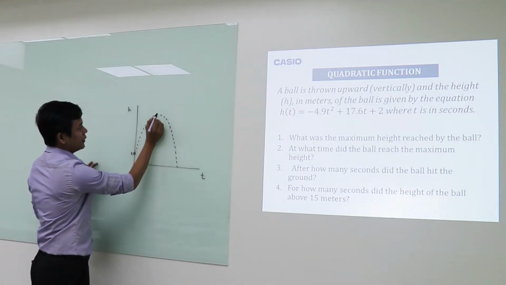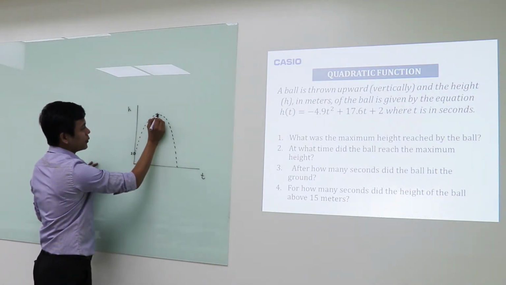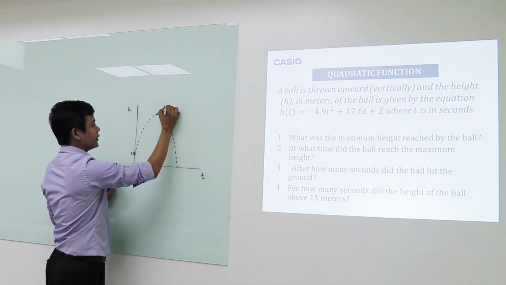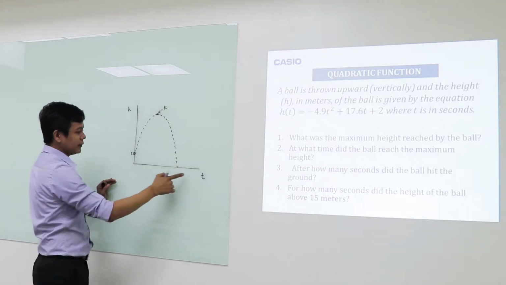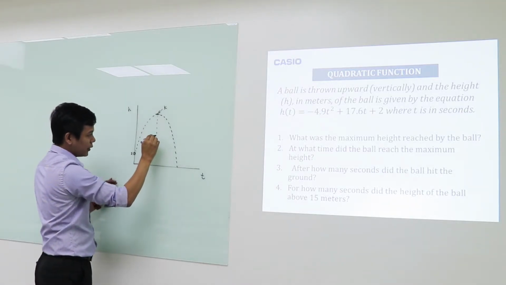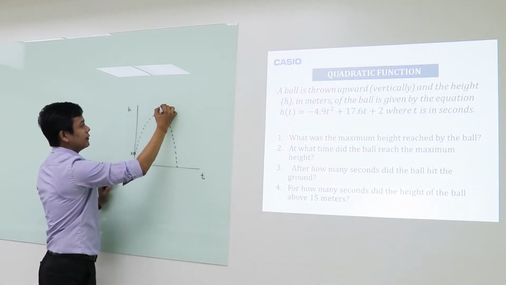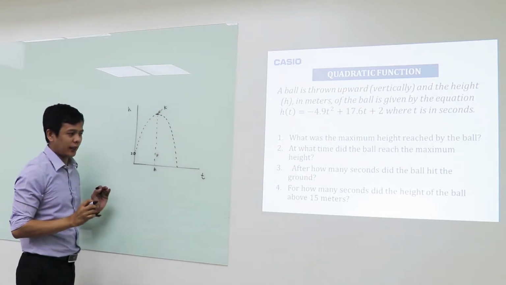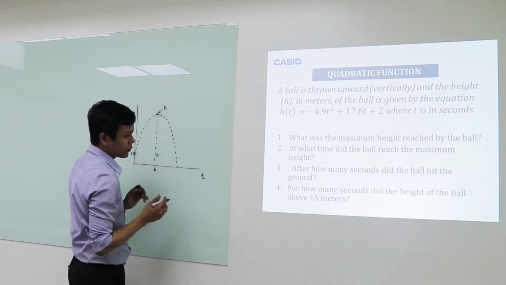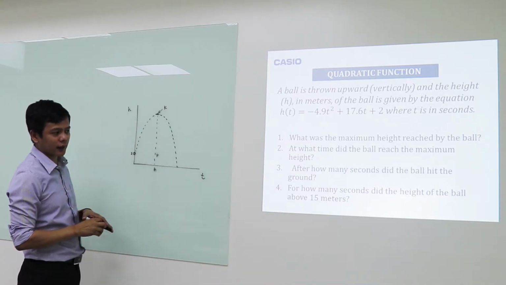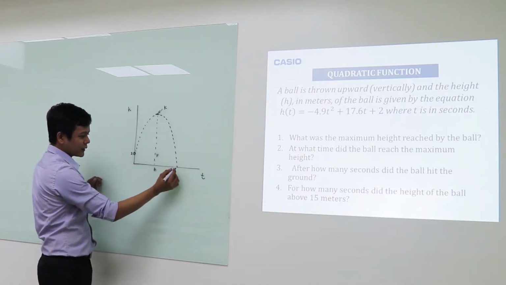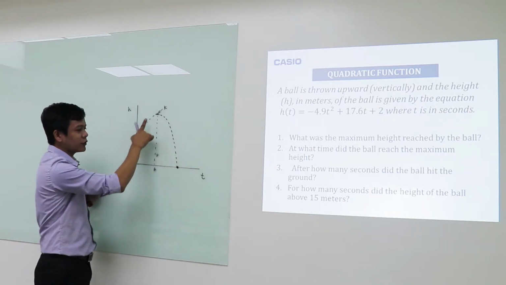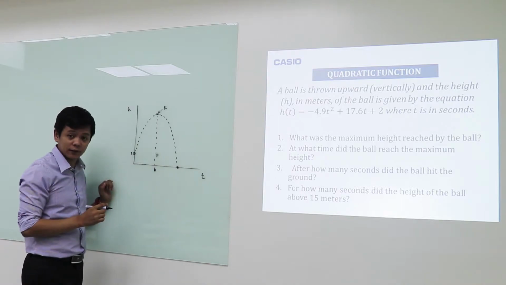As you can see, at this point, this is where the ball reached the maximum height. And that is related to the value of k. And the time here, where the ball reached the maximum height, is given by h. And for us to be able to answer number 3, after how many seconds did the ball hit the ground, we just have to find the time here. Because this is the time after throwing that the ball hit the ground.